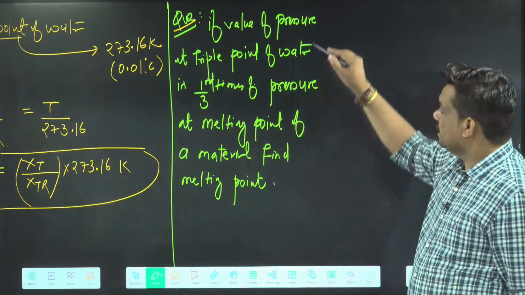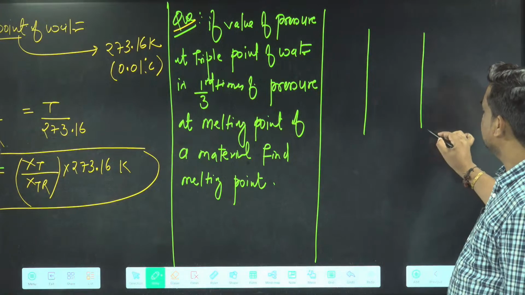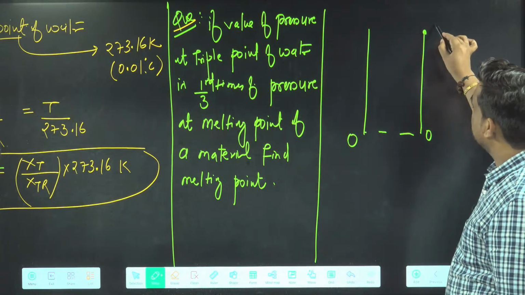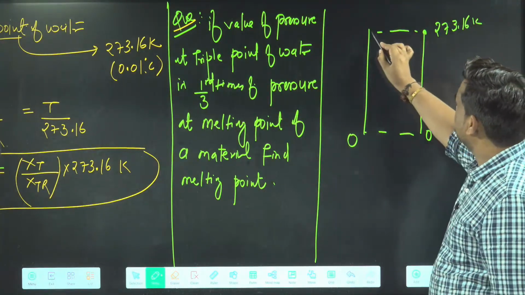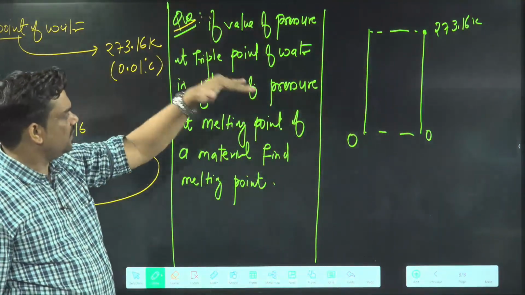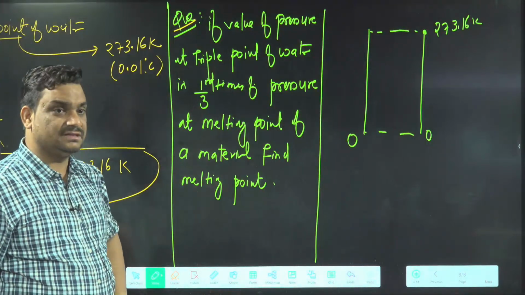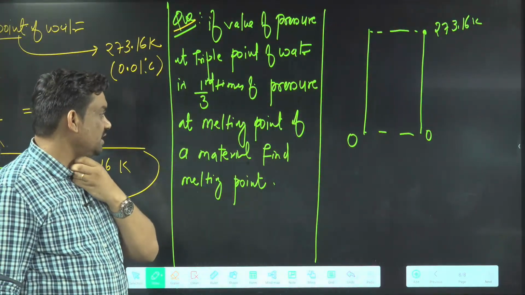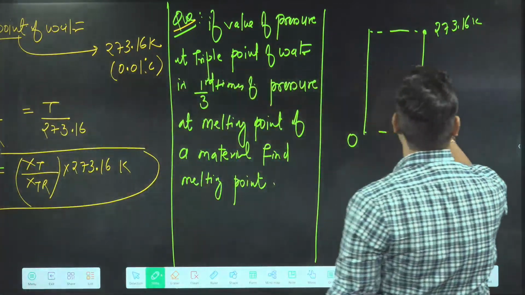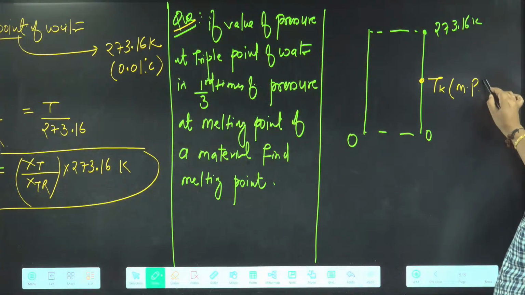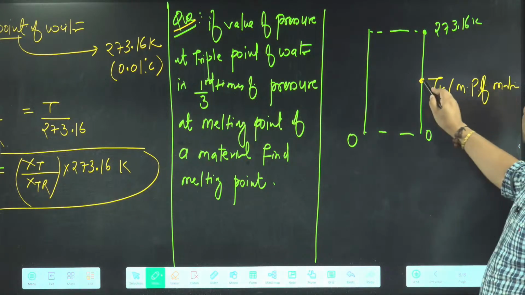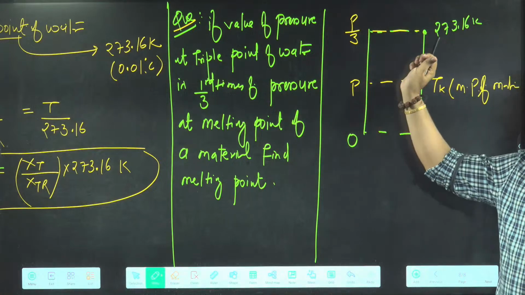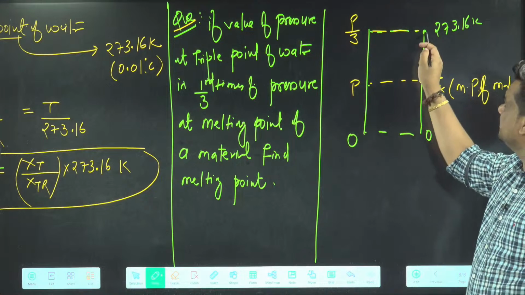Now you have to just draw like this: here 0, and here also 0, 0. Then this is 273.16, and now read. If the value of pressure at the triple point of water is 1/3 times the pressure at the melting point of the material, it means we have to find the melting point, so this temperature T Kelvin is the melting point, MP, of the material. And if the pressure there is P, then at this point the pressure is P by 3. This is the meaning of the question. If we take P here, then here you will take P by 3.